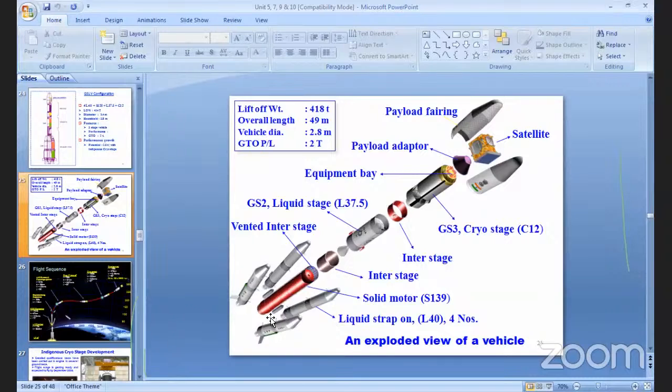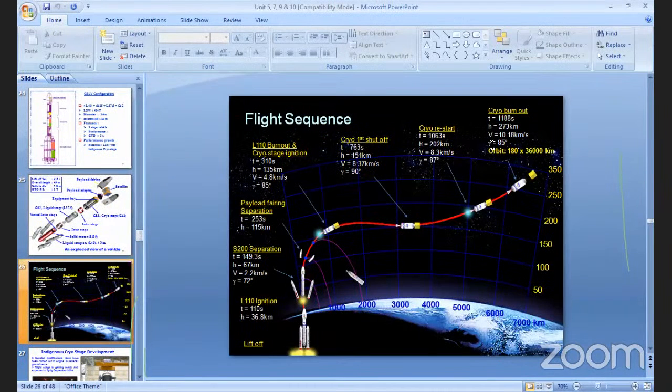Actually, it's all the liquid strap-ons that will be fixed along the solid motor, and when it's traveling along the orbit, they will be separated and removed. And finally, it settles down in a track, and it's rotating around the earth. You see this one. This is the sequence of how it is going to be moving along the track, maintaining some speed with the height.